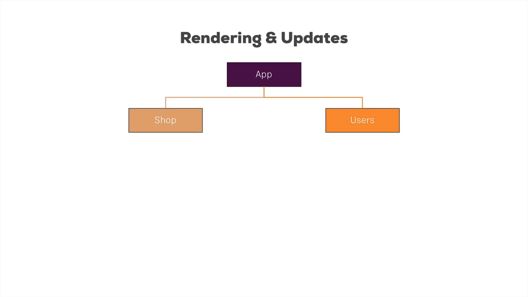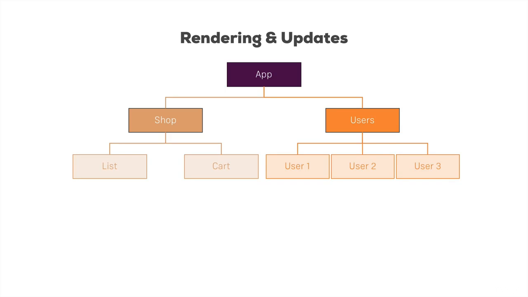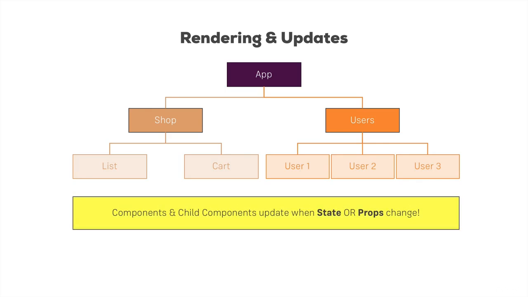These components probably also have child components: list and cart for the shop, and users 1 to 3 in the users case. Now the updating, as you learned, happens from top to bottom and only when state or props change. So if the state in the shop component changes, list and cart will probably receive new props and also update.